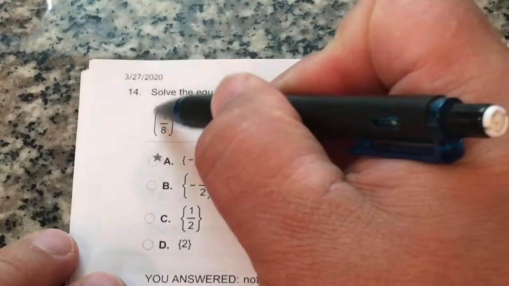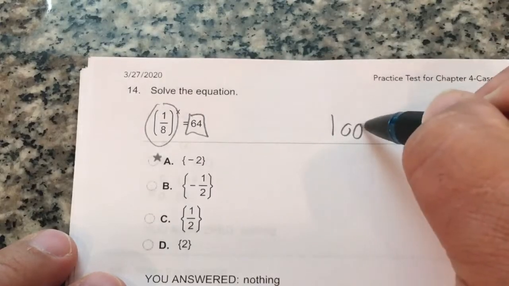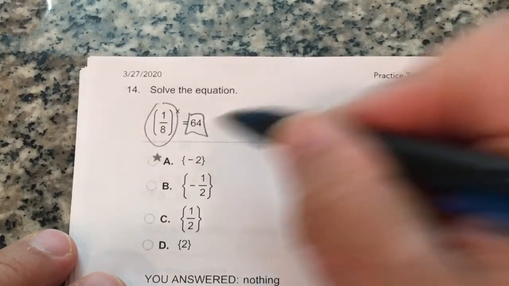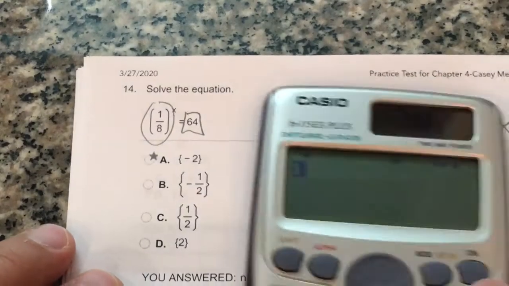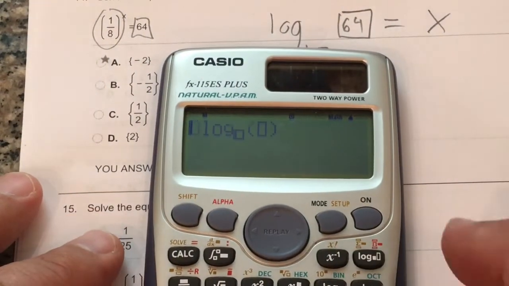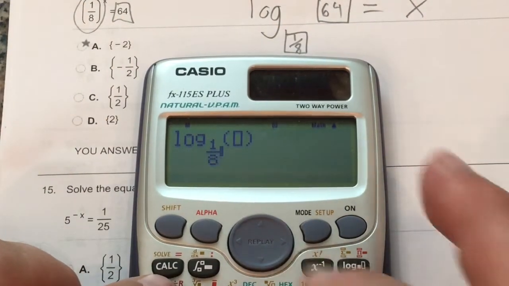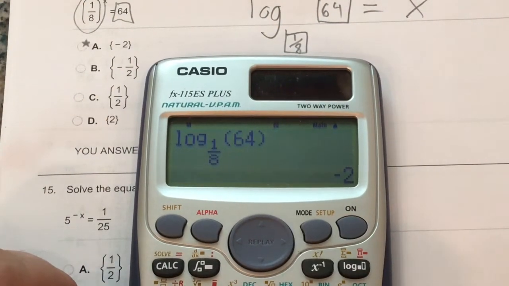Another log problem. The base is 1/8, the argument is 64, so it's going to be log base of something equals x. The base is 1/8, and the 64 is the argument. Again, another calculator key in. Log base 1/8 of 64, and I get negative 2 as my answer.